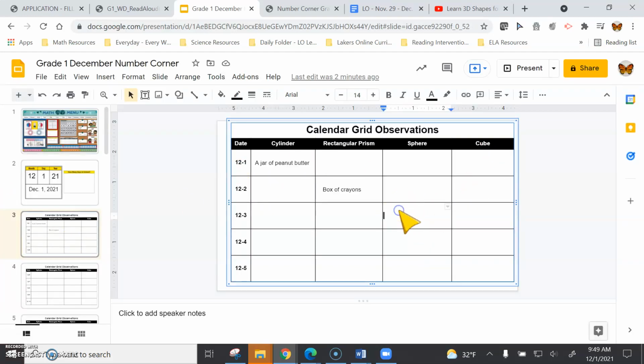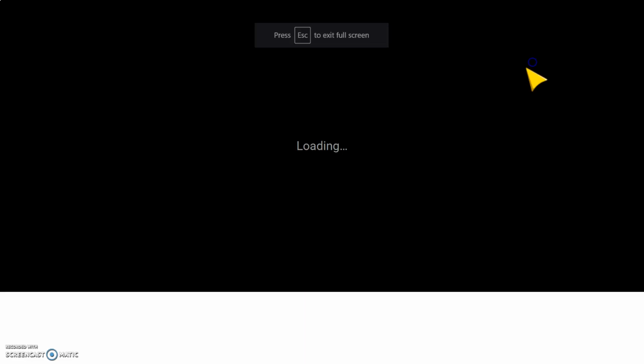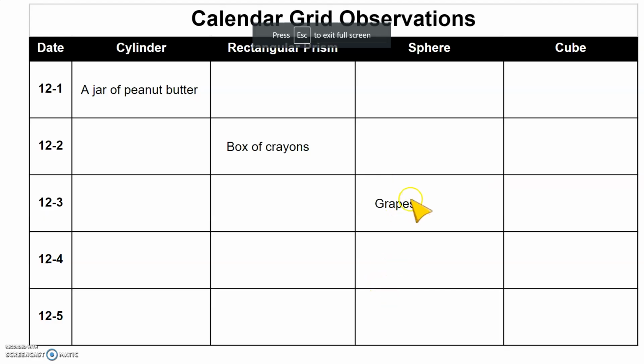So we'll add that information to our chart, that the grapes remind us of the sphere. And I have to say this. Grapes has that silent E. Grape has a silent E at the end. Grape. We add the S on it because there's more than one grape. Grapes.